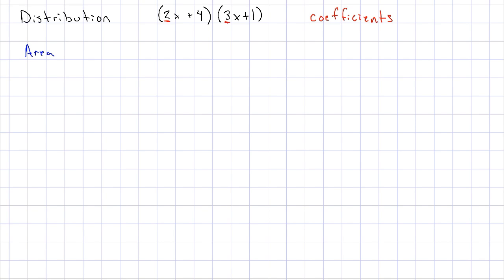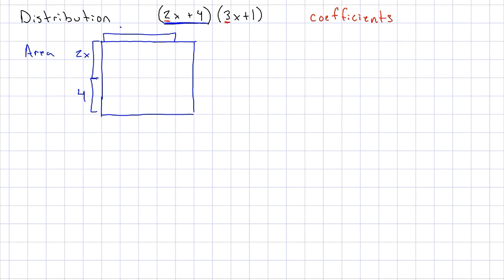The downside to thinking of it as an area is the drawing, when I look at it like this. I have a box, a rectangle, with a smaller length here, which is 2x, and another length here, which is 4. So the full length of the rectangle is 2x plus 4, broken into pieces. Then I have another length here, let's call this length 3x and this shorter length 1.